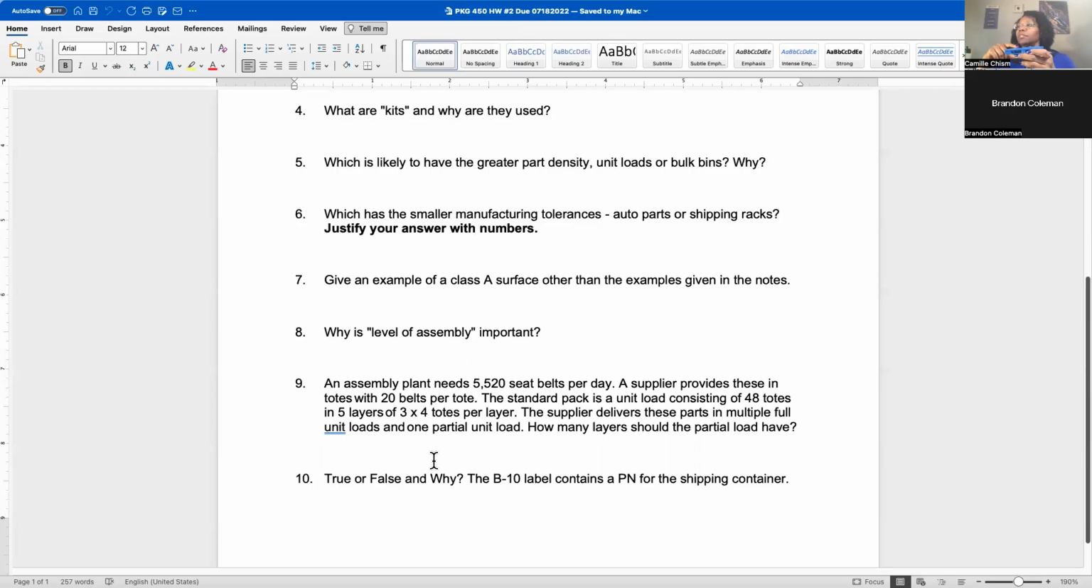Saying 48 totes, I have to look at this again, because you're having 3 by 4 per layer. So you're going to have 12 per layer, but it's saying 5 layers. I think I need to look at that one. I might need to put some notes in the announcements for this one, because it doesn't add up to me. When I looked at some of the notes I have before, it added up. So I need to clarify that a little bit.